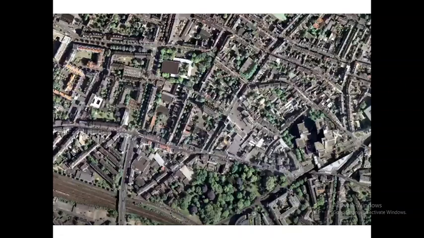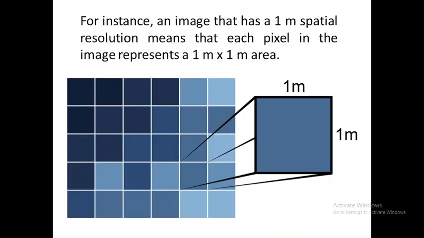The spatial resolution represents the area on the ground that each pixel covers. Basically, it states in meters the size of the Earth's surface which is represented by 1 pixel.